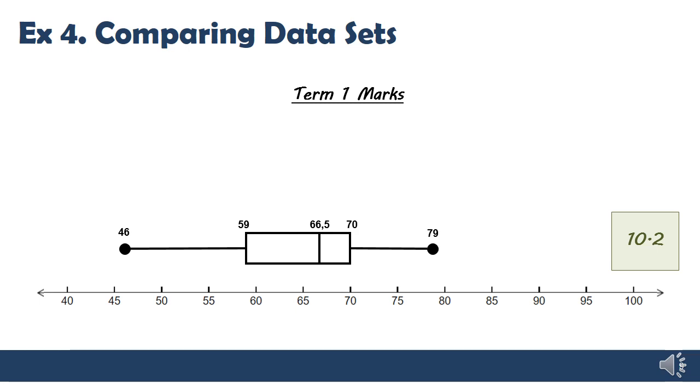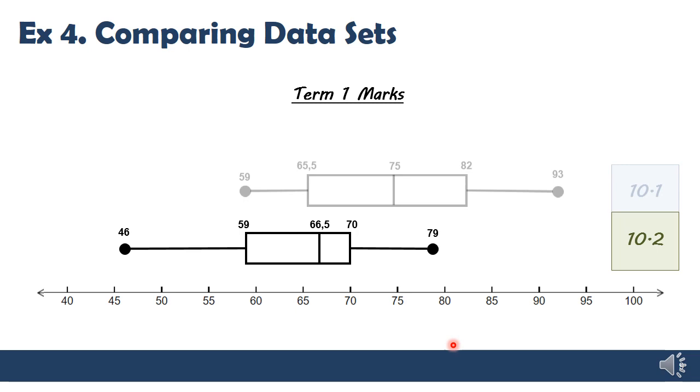So we can see that the minimum mark on term 1 was a 46, and the maximum was a 79. So no one in this class achieved an A in term 1. We can see that the median mark was 66,5, and we can see our quartiles. To put this into perspective, 25% of the class got between 46 and 59 for term 1. 25% got between 59 and 66.5, 25% were in this interval, and 25% got in the B range.